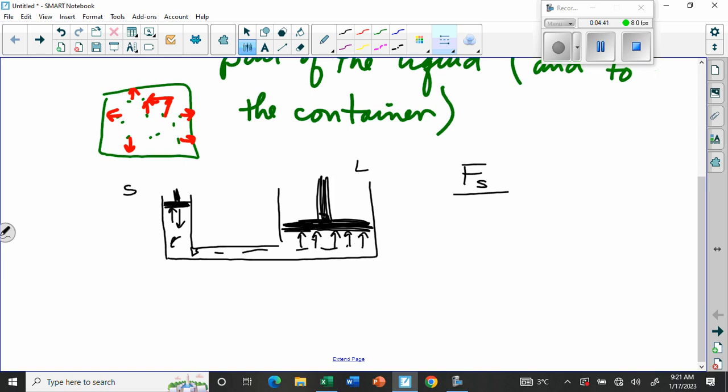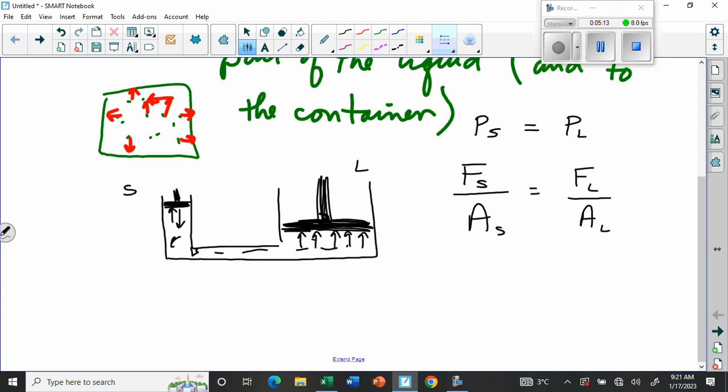But we have to look at the area. Pressure is force per unit area. So the pressure we're creating at the small piston can be described like this. This is the pressure at the small piston, and it's going to equal the pressure at the large piston. That's what Pascal's principle actually says. So I can rewrite this as force over area. So there. So that becomes that.